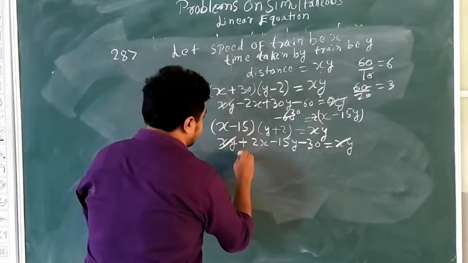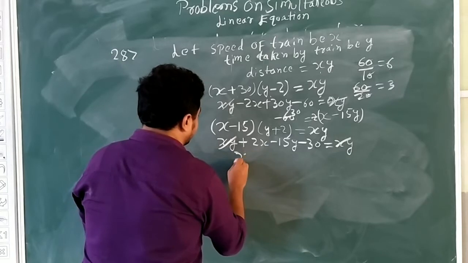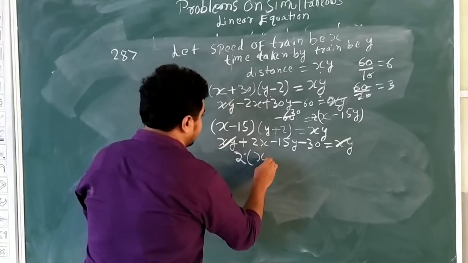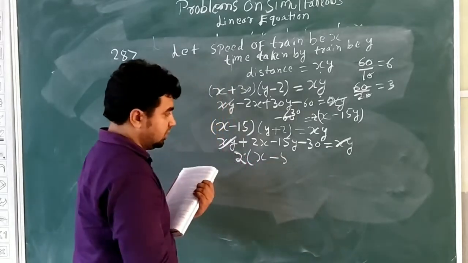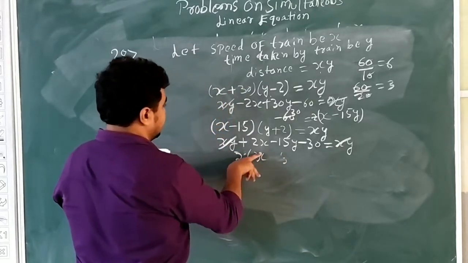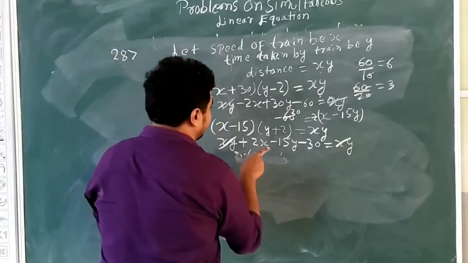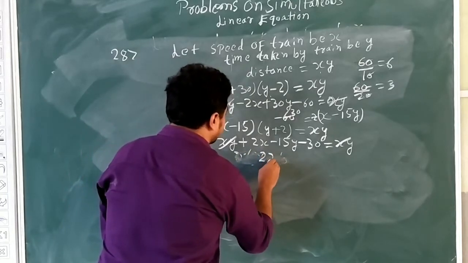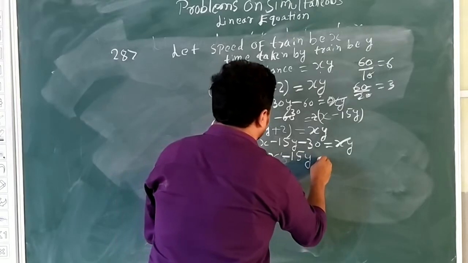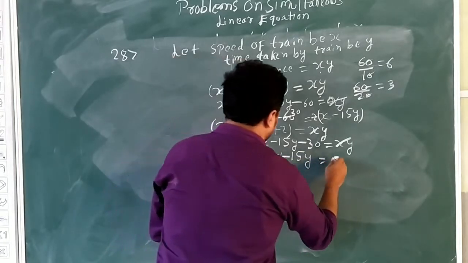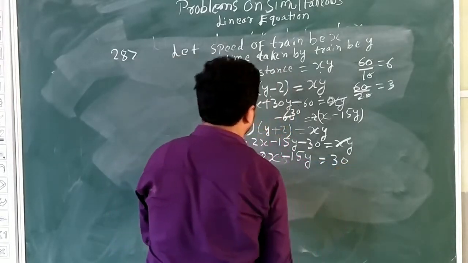From here, if I take 2 as common, x minus 5, no, we can't take it common from here. 2x minus 15y will be equal to 30. So this is the value we are getting.